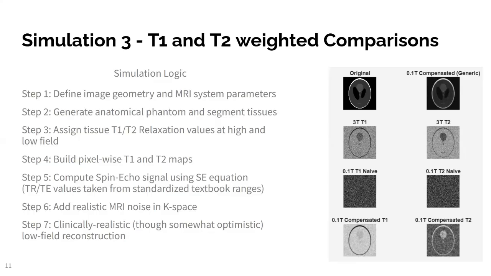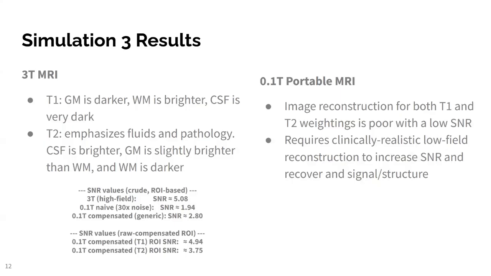Because of the noise, the signal-to-noise ratio was too low for the naive cases. You can see the SNR values below here as well. For our results, the T1 and T2 cases are consistent with what we'd expect to see, with gray matter being darker, white matter brighter, and cerebrospinal fluid being very dark for the 3T MRI case. And then the same for T2, which emphasizes fluids and pathology. The CSF is brighter, gray matter is slightly brighter, and the white matter is darker.